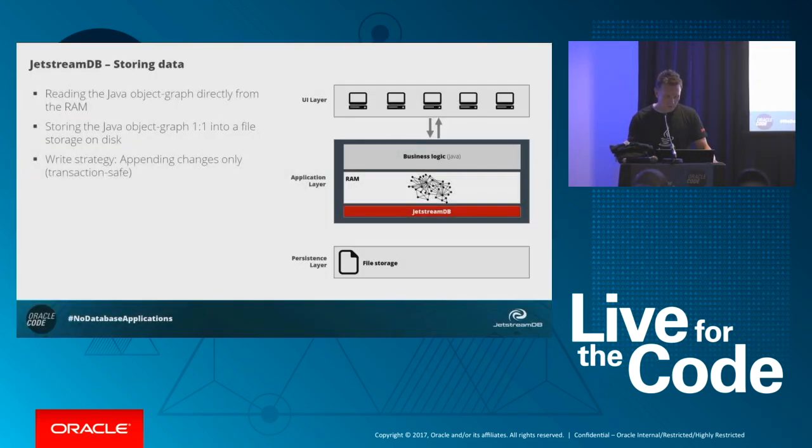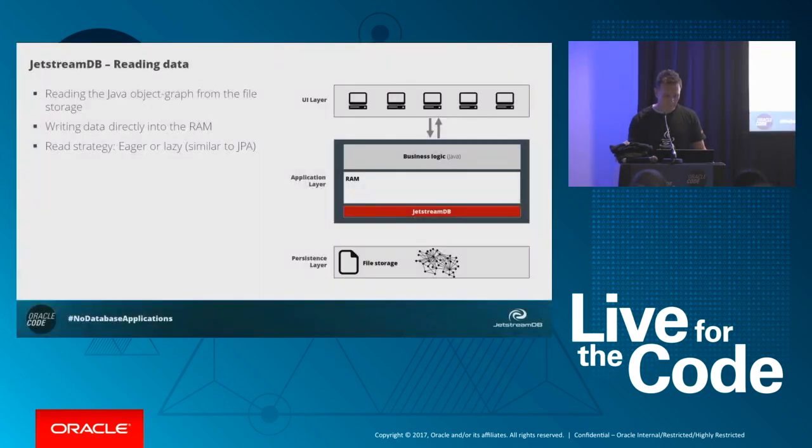How does this work? Jetstream reads the entire object graph from the RAM, from the memory, and stores the data directly into a file on a disk. So it's a one-to-one copy of the entire object graph stored on the disk. And the write strategy here is appending the changes only, not snapshots of the entire object graph, of course. Only the changes are stored into the file. And when it reads data, then the data is read from the file and stored directly back into the RAM. And here we have two strategies, eager loading or lazy loading, and this is similar to JPA.